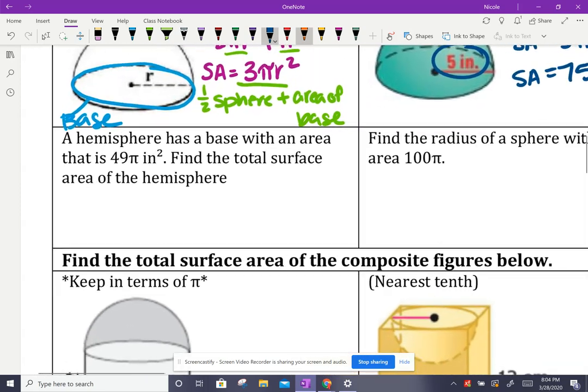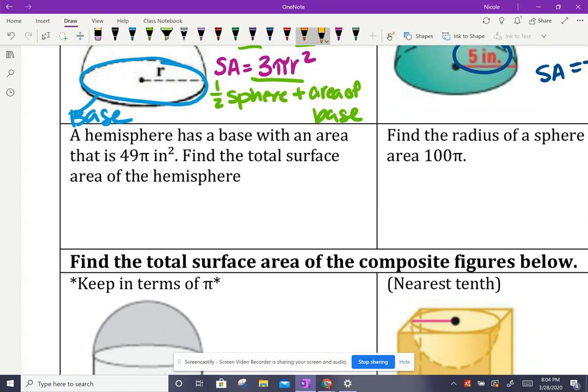Okay, let's look at just a few more examples before we get to our composite figures having to do with hemispheres and spheres. So our next example says a hemisphere has a base with an area that is 49 pi. The base is a circle, so pi r squared equals 49 pi. What is my r? Remember, r squared has to be 49, so r has to be 7 inches.